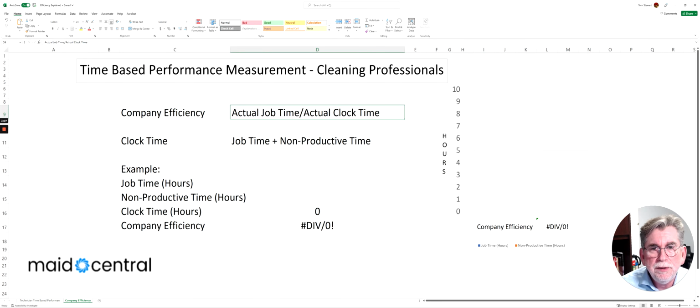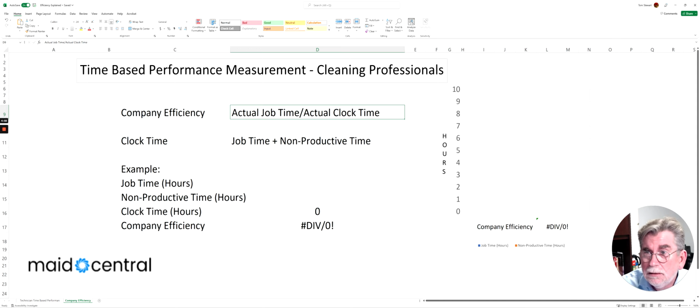Measuring the non-productive time is a little tricky, or is trickier. The way that we have been doing it is by using a metric called efficiency. I'm going to call it company efficiency here because that's what it really is. But this number is on the employee stats report as well. And the way it works is it adds up all the actual job times and divides it by all the actual clock times. And clock time is defined by the job time plus non-productive time, drive time, meeting time, things like that.